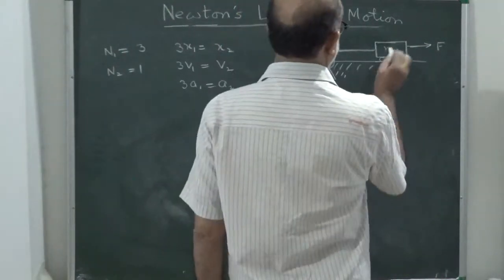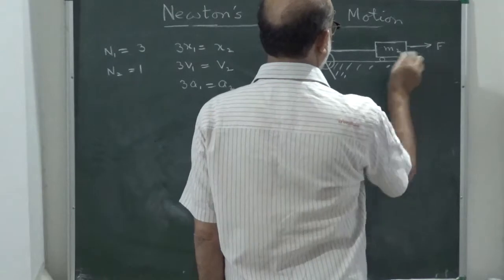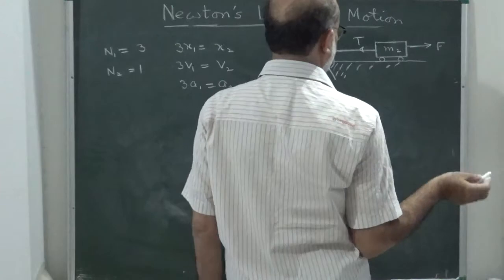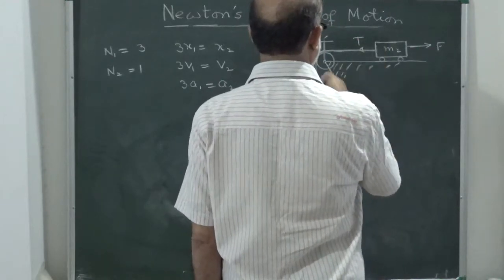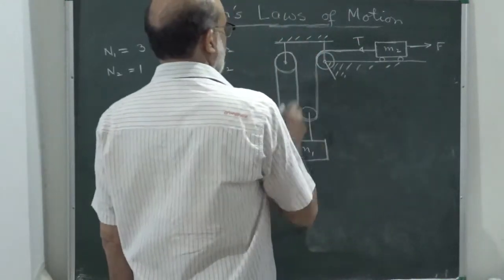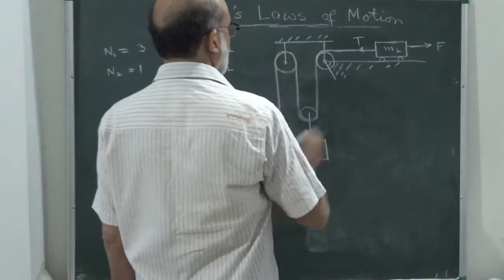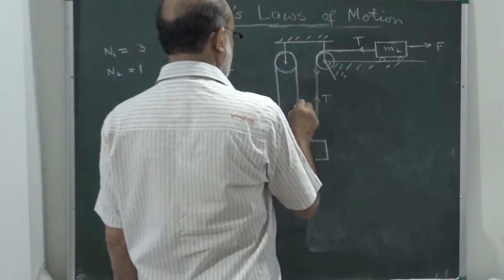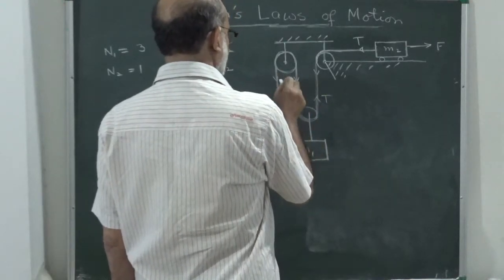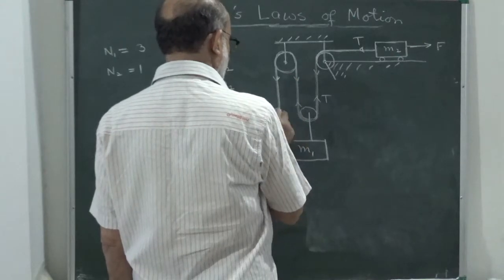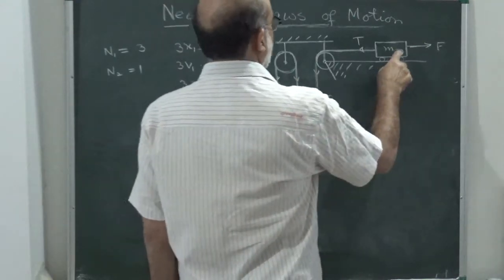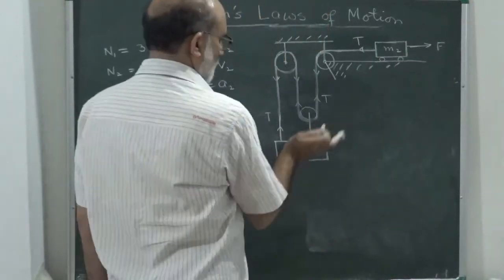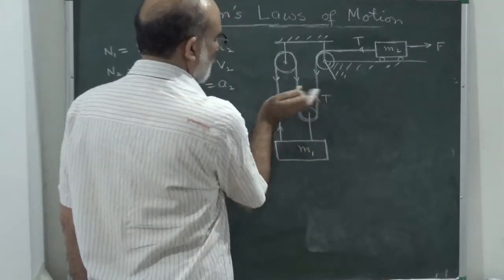Now we can solve the equations of motion. Suppose the tension is T, again assuming everything to be frictionless, strings massless, and pulleys smooth with no friction, so the tension can be transferred from this end to the other end without any loss. The same tension. So if you apply a force F here, this will go up.